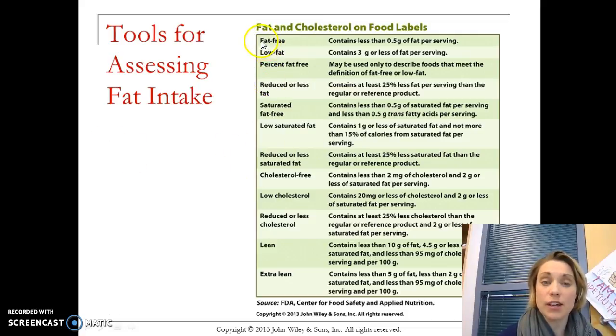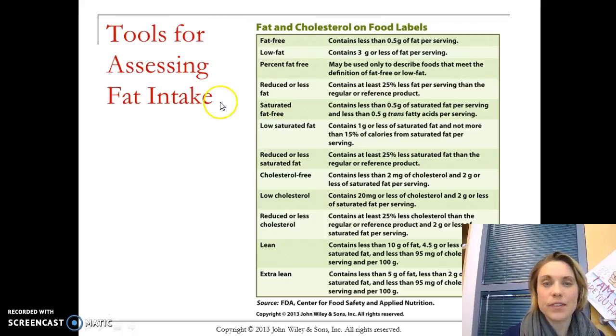So we can call something fat-free if it contains less than 0.5 grams of fat per serving, low fat if there are 3 grams or less per serving, and reduced fat if it's 25% less per serving than the regular or reference product. So a great classic example of this is whole milk contains 8 grams of fat per cup. Reduced fat contains around 5 grams of fat per cup. Low fat will contain 3 grams per cup, and then fat-free or skim milk is going to contain 0 grams of fat per cup.